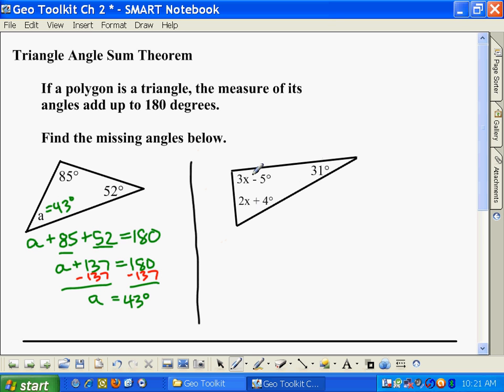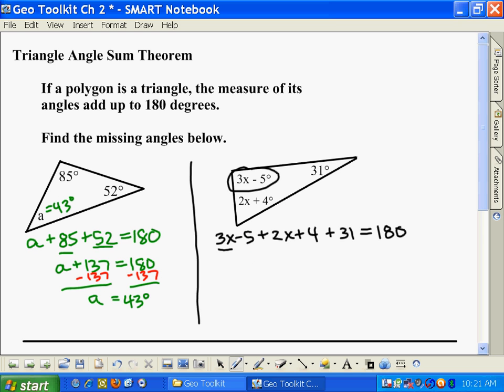Alright, in our other example over here, we have three angles. Once again, we have a triangle, and we know they're going to add up to be 180 degrees. The difference this time is we have x's in two of the angles. So we can say the first angle, which is 3x minus 5, plus the second angle, 2x plus 4, plus the last angle, 31 degrees, must equal 180 degrees, because the sum of these will be 180 in a triangle all the time.